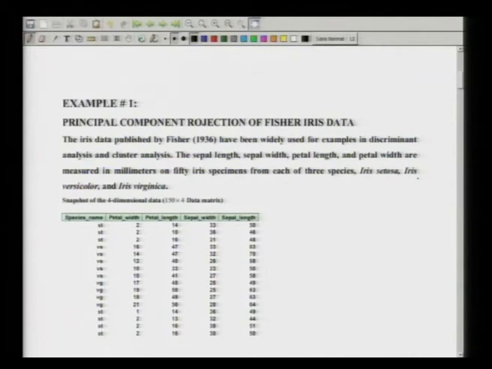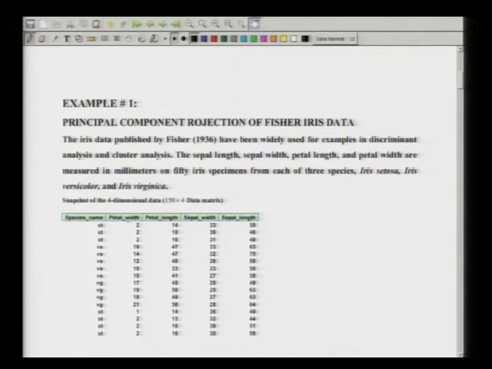This is just a snapshot of this 4-dimensional data, and you can see this is a 150 by 4 data matrix. So, in all we have 150 observation vectors. Out of which, how many are for the first species, how many for the second, we can see if it is there, otherwise we have to find it out from the data. Here we have only a part of the data.